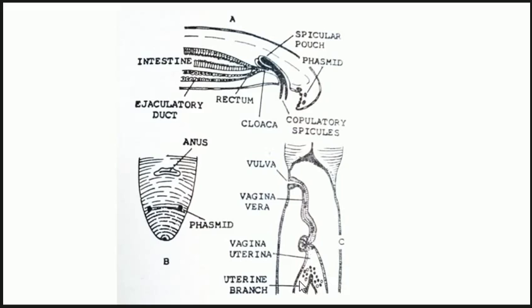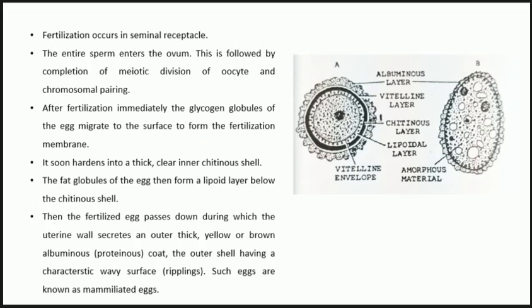Now once the fertilization takes place, then what happens? It occurs in the seminal receptacle, as I have just told you. The entire sperm enters the ovum, followed by completion of meiotic division of the oocyte and chromosomal pairing. Now after fertilization, immediately the glycogen globules of the egg migrate to the surface to form the fertilization membrane.